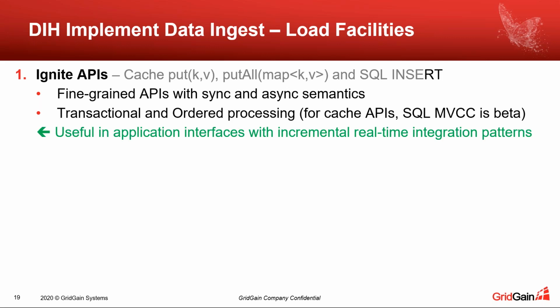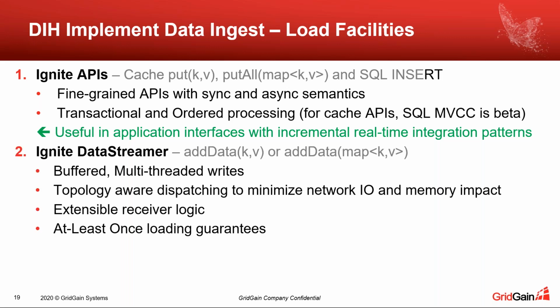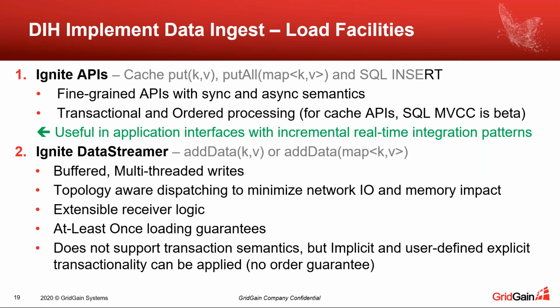This is perfect for applications with the highest integration demands for strongly consistent, real-time, incremental integration needs. Now, if you're moving from these fine-grained APIs to the Ignite data streamer, we get another set of APIs that turbocharge the Ignite data loading with the Ignite data streamer facility, providing the fastest data loading with all these features that I talked about before.